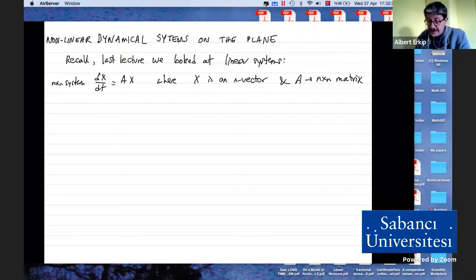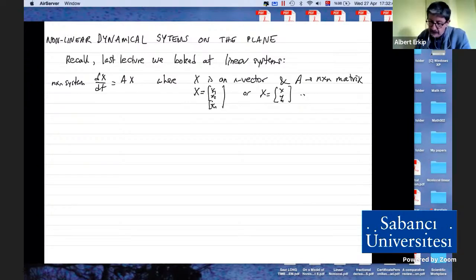In particular, if n is 2, you get dx1/dt, dx2/dt. So x is just, let me write it, x1, x2, and so on, xn. Sometimes I will write x equals, say, x, y, z, and so on. Depending on the dimension, I will use x, y, z, or x1, x2, xn, and so on.